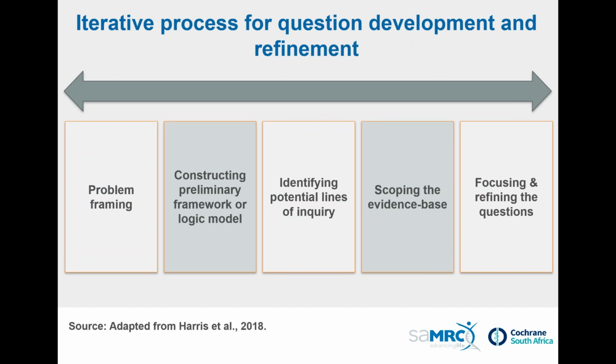So now that we have an idea of the kinds of questions qualitative evidence syntheses explore, the next issue is how do we go about developing and refining a question or multiple questions? And one way to think about this is to see it as an iterative back and forth process involving various overlapping activities, including the activities of problem framing, developing a preliminary theoretical framework or logic model, identifying potential lines of inquiry, scoping the evidence base, and focusing and refining the questions.